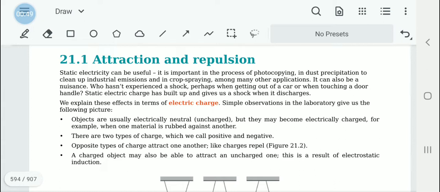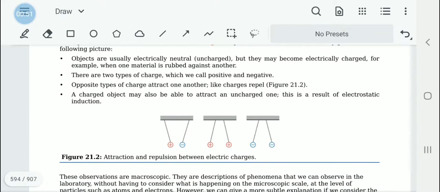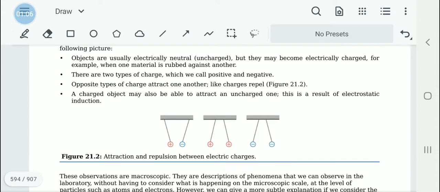Number two, it can result in an attraction to an uncharged object, within brackets write electrostatic induction.